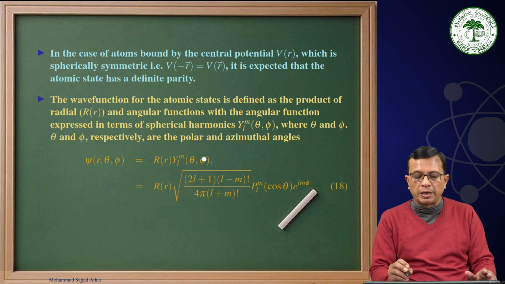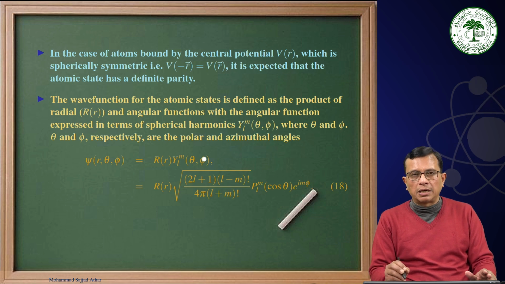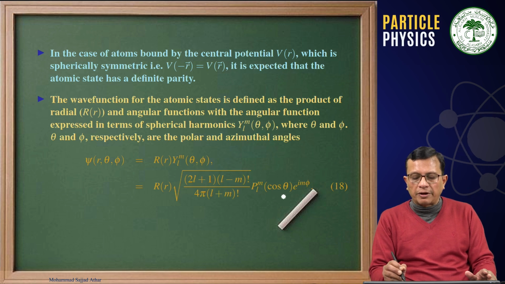For example, you may look at Schiff, or Resnick and Eisberg, or any fundamental book on quantum mechanics. And then this Y_lm(theta, phi) we write in terms of the associated Legendre polynomial and e to the power i m phi.